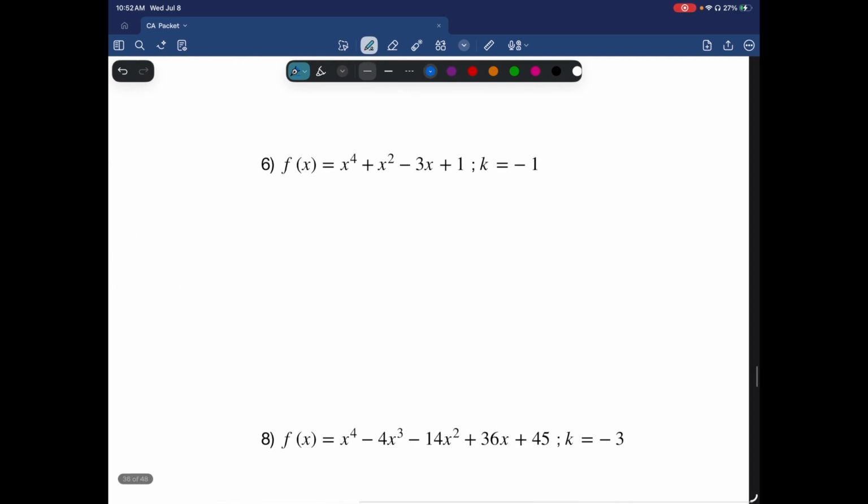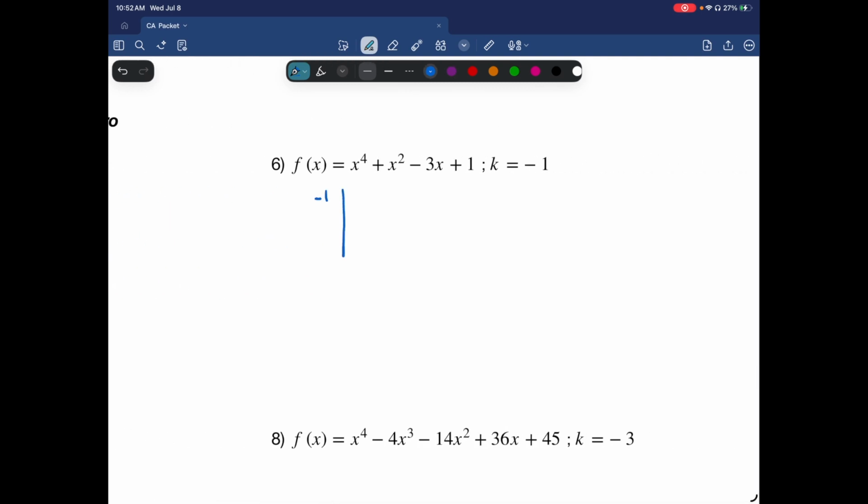All right, number 6. I'm dividing by negative 1 this time. I have x to the 4th. I don't have an x cubed, so I need to make sure I put that in there. Then x squared, x, and a constant term. So I have 1, then a 0 for the missing x cubed, 1 for x squared, negative 3, and 1. All right, 1 comes down. I get negative 1, positive 1. So it gives me 2, negative 2, which is negative 5. And it's going to give me positive 5, which is 6. 6 is not 0. That's my remainder. But since it's not 0, this is not a 0 of the polynomial.